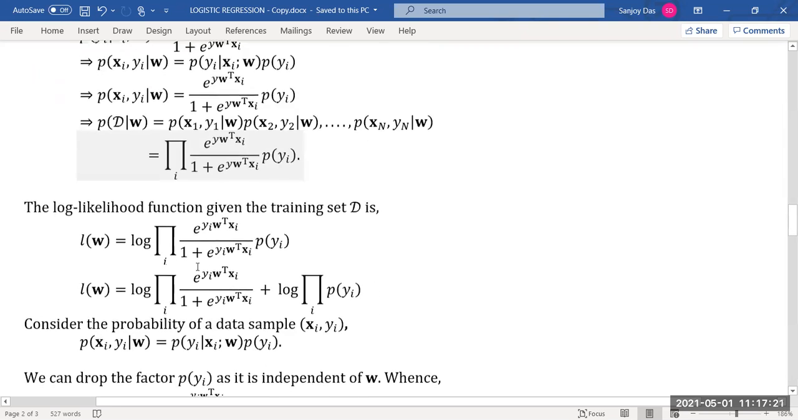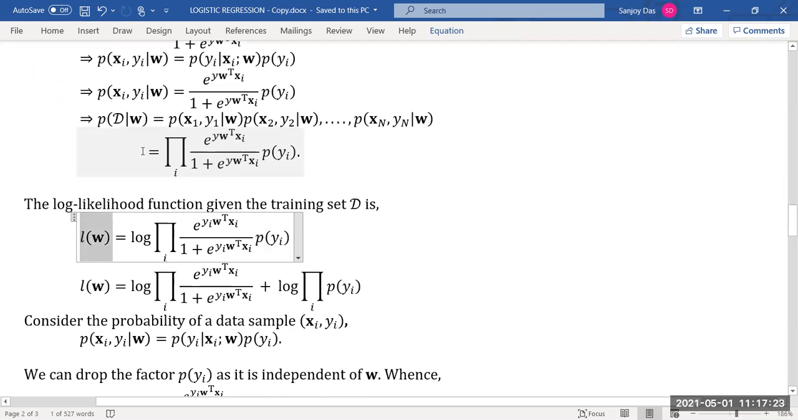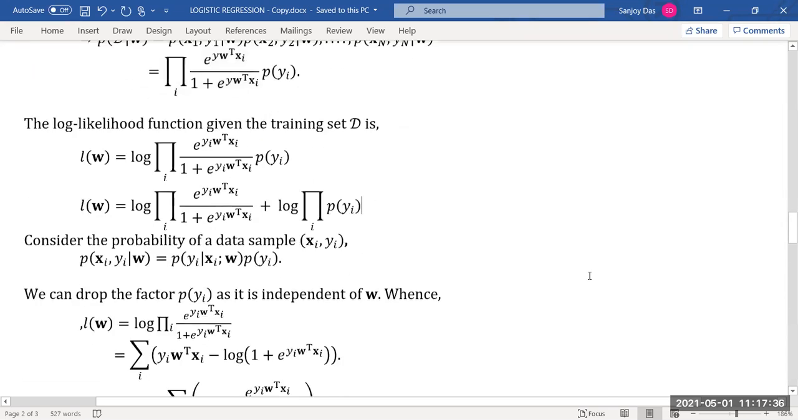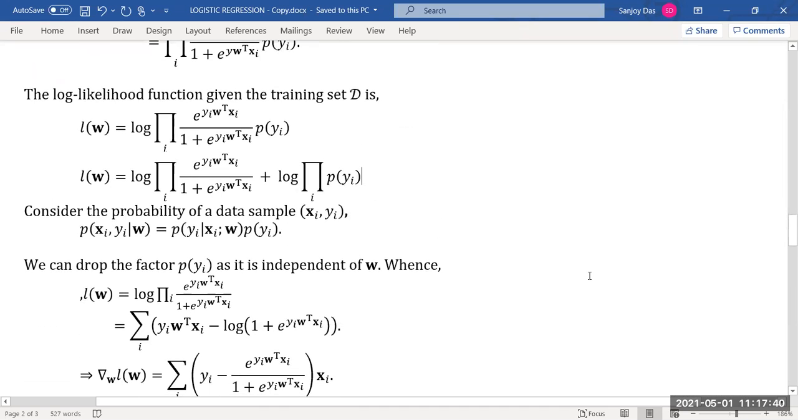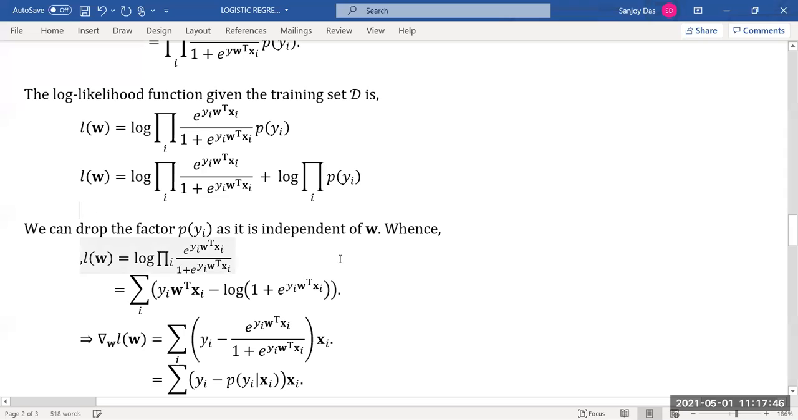So what I do here is I take the log of this. Why do I take the log of this? Because this product of all these factors, once you take the log, it reduces to a summation. Are you guys good? Yes.